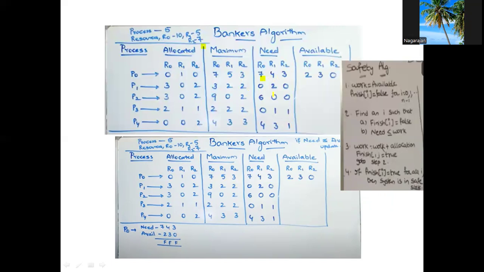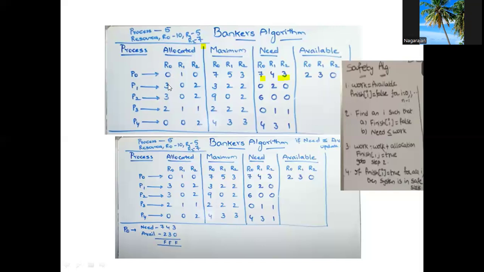Based on the common formula, need is maximum minus allocated, so we can calculate everything easily. Here 7 minus 7 is 0, and similarly 4 minus 1 is 3. Here 7 minus 0 is 7, and 5 minus 1 is 4, and similarly for R2, 3 minus 0 is 3. So this is the need for P0.